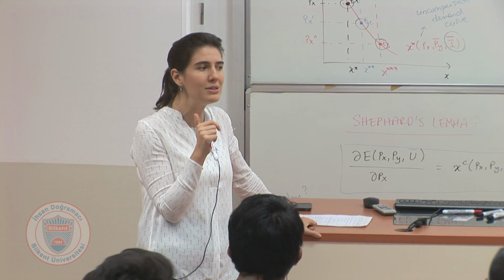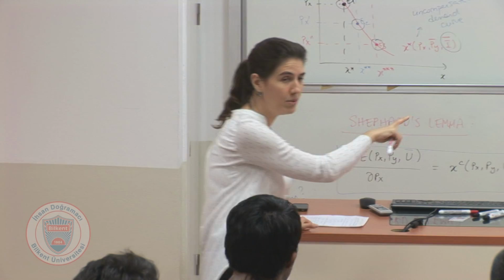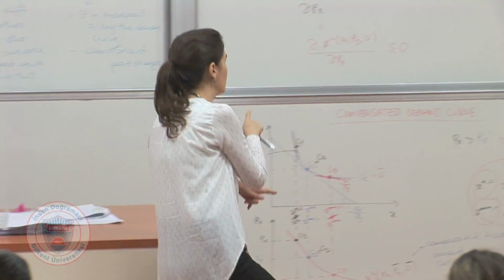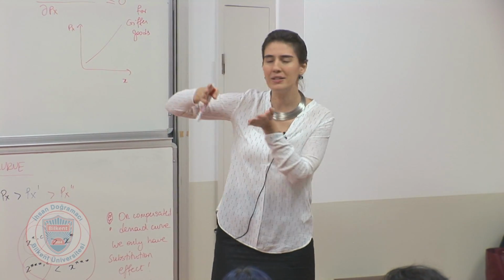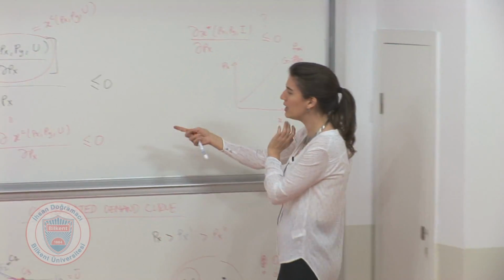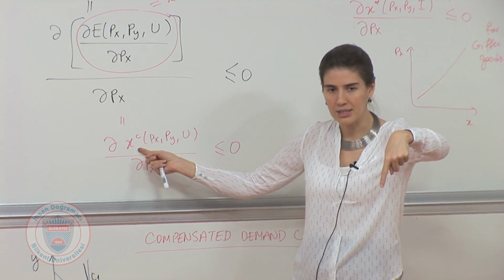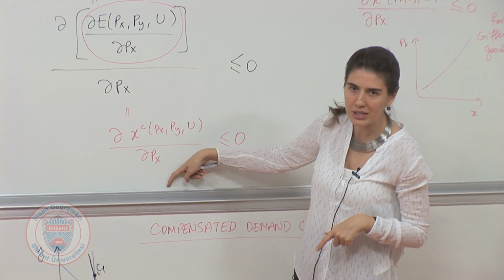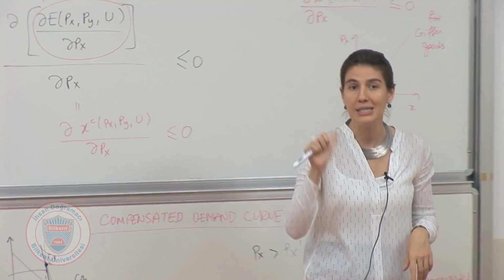And we said that from here, we actually get that the substitution effect is always negative, right? Meaning that when price increases, it's going to tell you to decrease the quantity. When price decreases, it's going to tell you to increase the quantity. So this derivative is always negative.